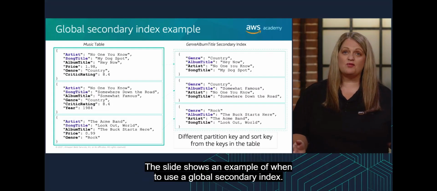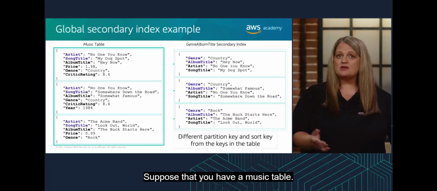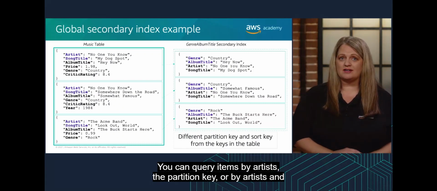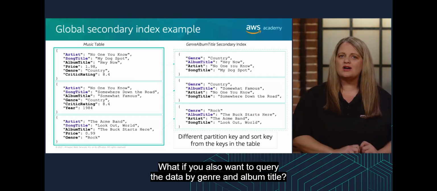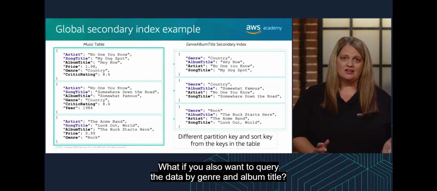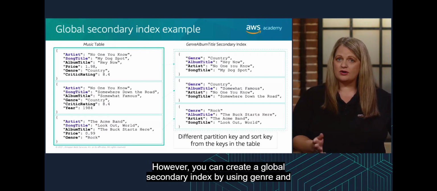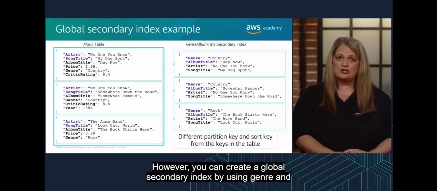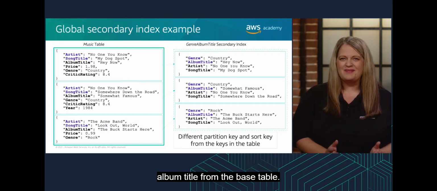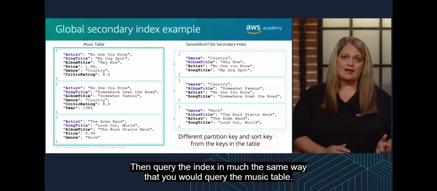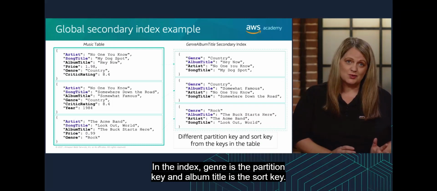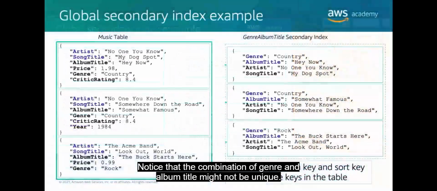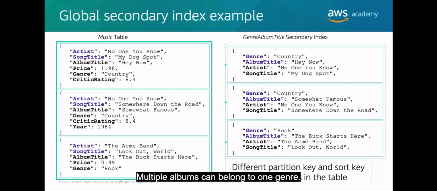The slide shows an example of when to use a global secondary index. Suppose that you have a music table. You can query items by artist, the partition key, or by artist and song title, the partition key and sort key. What if you also want to query the data by genre and album title? You cannot do this with the music table itself. However, you can create a global secondary index by using genre and album title from the base table. Then query the index in much the same way that you would query the music table. In the index, genre is the partition key and album title is the sort key. Notice that the combination of genre and album title might not be unique. Multiple albums can belong to one genre.